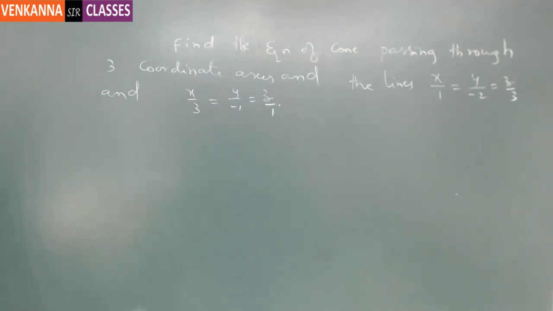Please understand, is the vertex origin or some other point? It is some other point, right? When the vertex is origin, then you have the chance of getting a homogeneous equation. Please understand. That's why you are having a different equation here. Agreed?